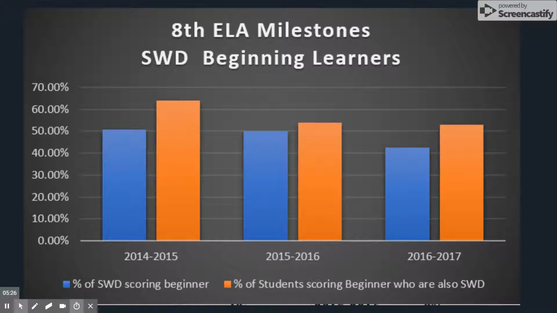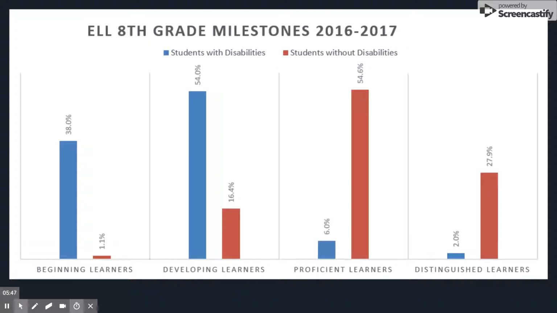And just to look at that data a slightly different way, 50% of students with disabilities scored at the 50% mark here, while 60% of all students happen to be students with disabilities. And both of those numbers, both of those trends are going down.